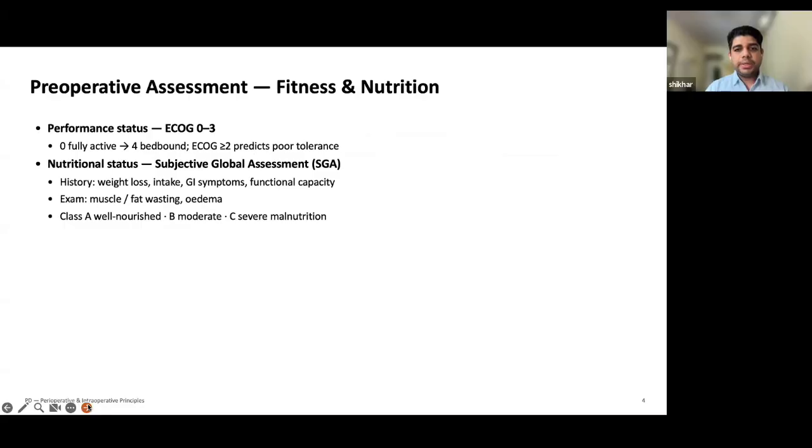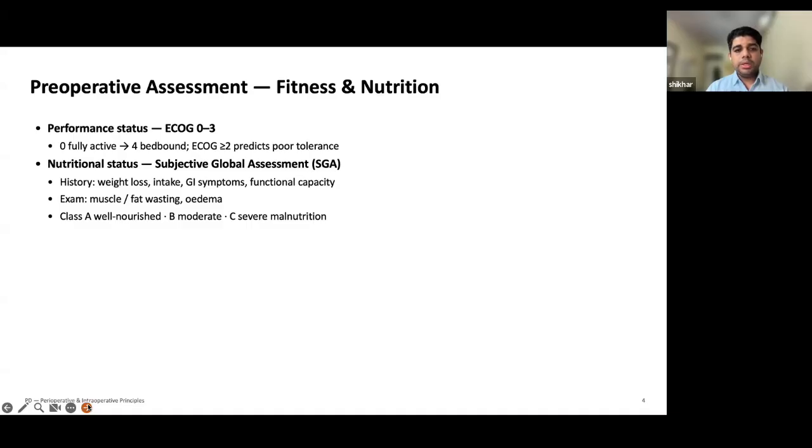Regarding pre-operative assessment and fitness, as sir told, once resectability has been confirmed, we always go for the pre-operative assessment and look at the fitness and nutrition status of the patients, since it is a complex surgery associated with a significant amount of morbidity. Patients with performance status between ECOG 0 and 2 are preferred, and once the ECOG is more than 2, that predicts poor tolerance to the procedure.